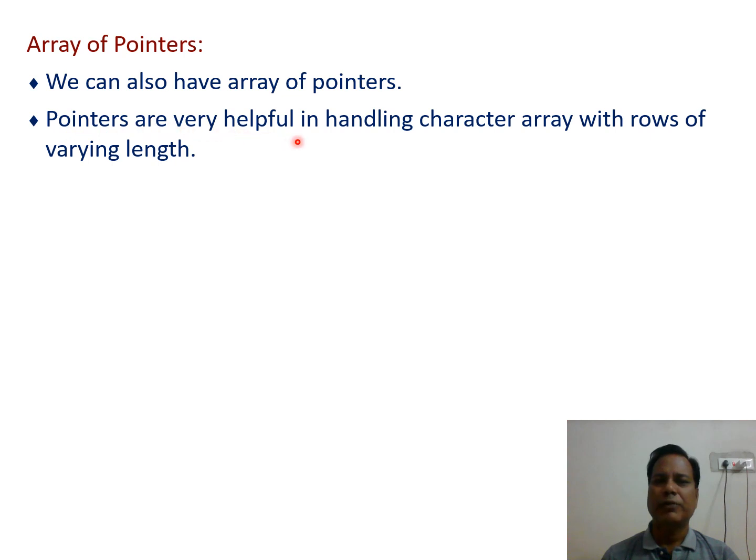Pointers are very helpful in handling character arrays with rows of varying length. If we write the name of any person, the number of characters in one name may be different from the number of characters in another name. So while handling such a situation, pointers are very helpful.